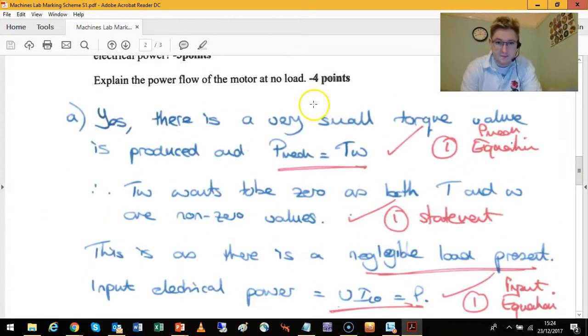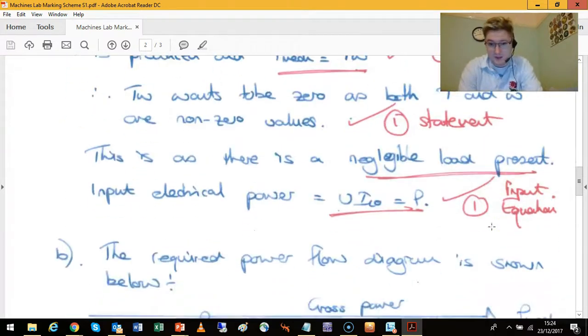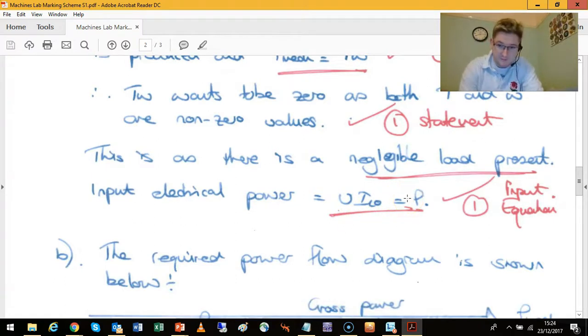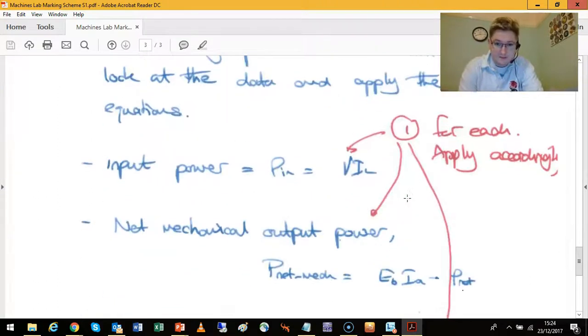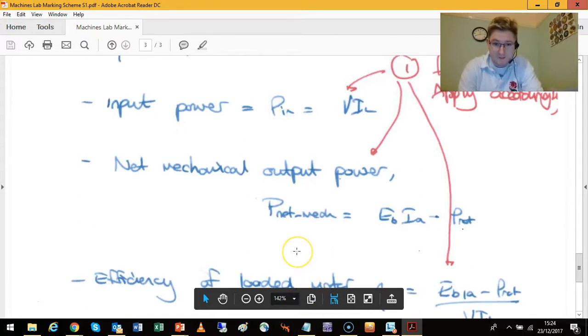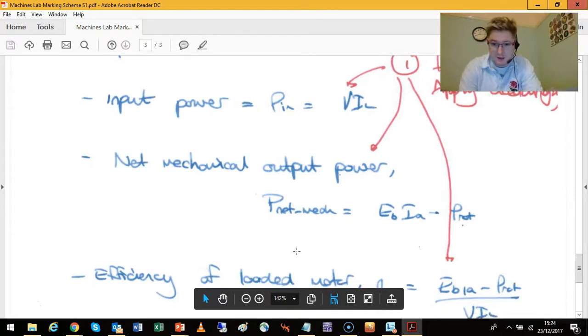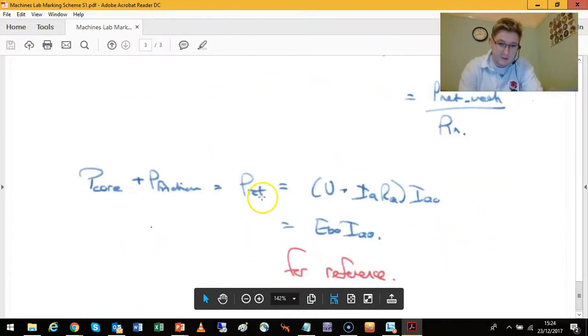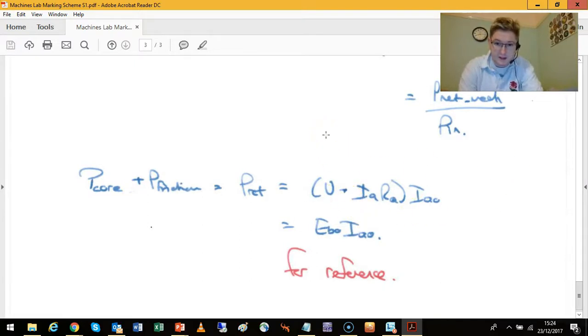Again, P mech is equal to T omega, so your torque times your omega. T omega wants to be non-zero, so both T and omega are non-zero values. The input electrical power is equal to V ILO, which is equal to P in. There's all your power losses. Then your net input power P in is V IL. Your net mechanical output power P net mech is equal to EB IA minus P rotation. And your efficiency is equal to this equation here, which I already went through. Your P rotation is P core plus P friction, which is equal to (V minus IA RA) times IAO, which is equal to EBO times IAO.